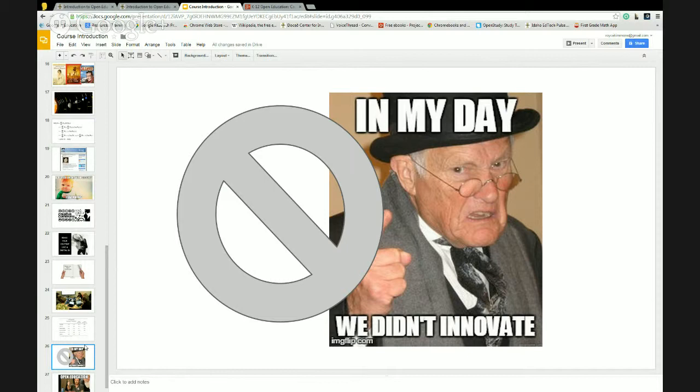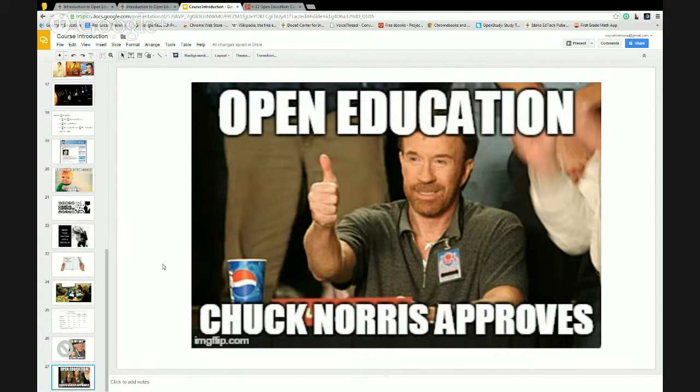So to sum up, I am really excited about open education. So is Chuck Norris, apparently. But open education provides lots of exciting opportunities for us to address some of the persistent problems in K-12, specifically surrounding cost and access and flexibility and reuse of educational resources.